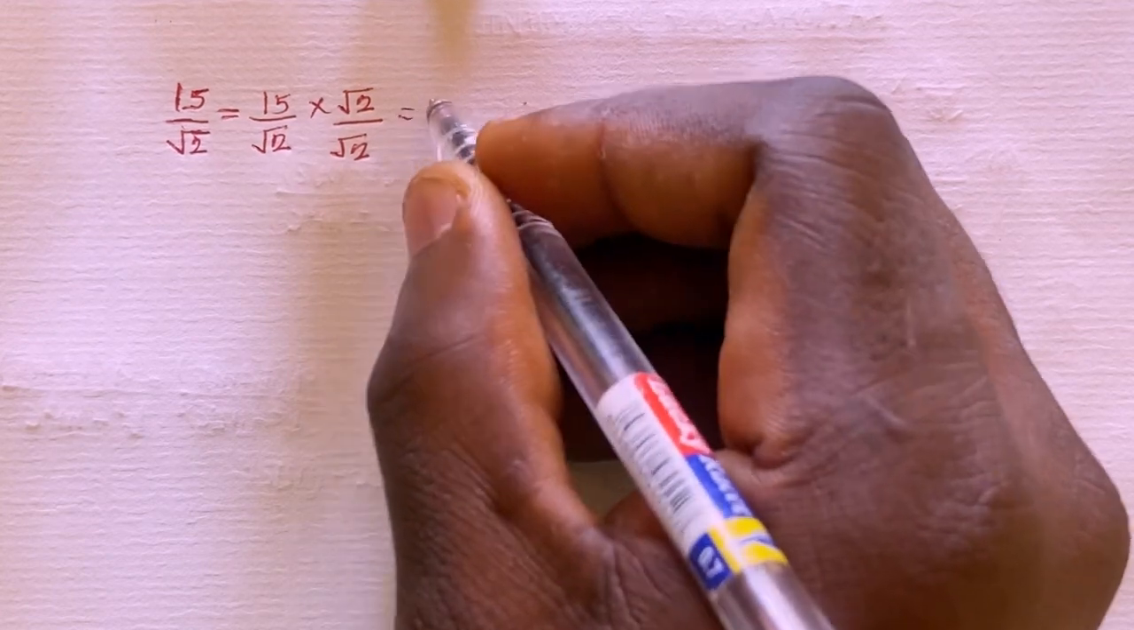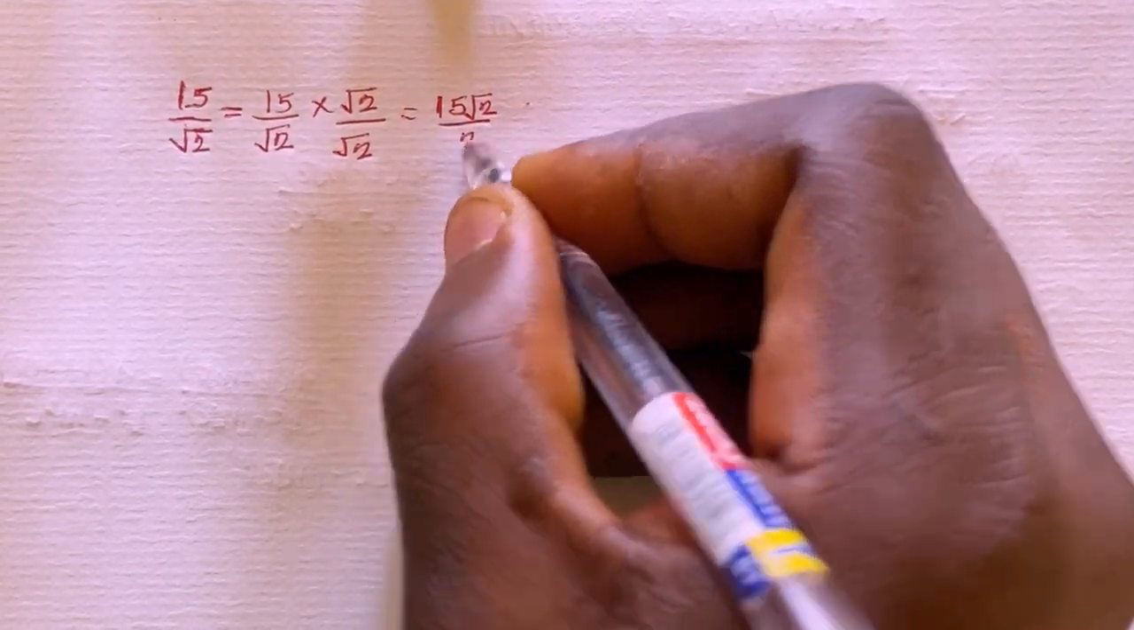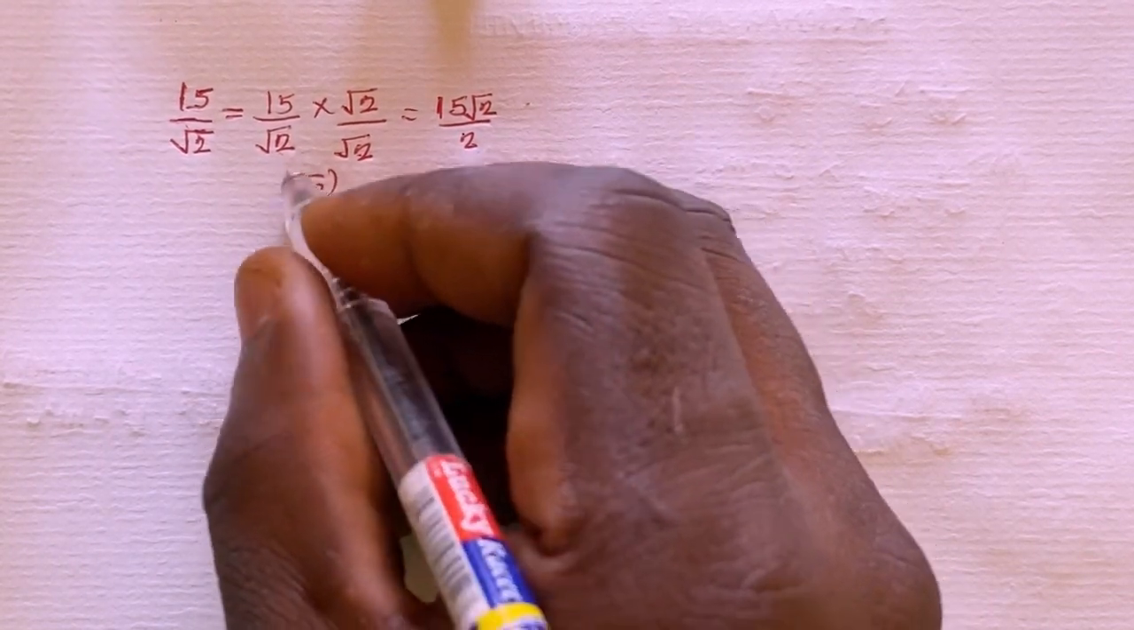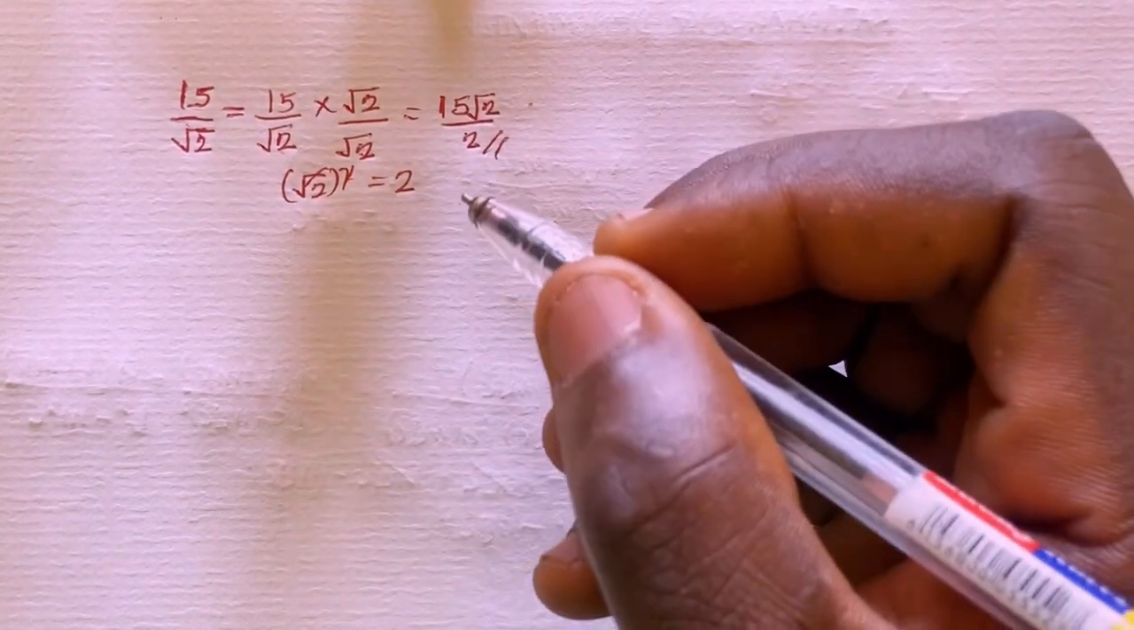Right? So here you're going to have 15 root 2 divided by 2, because root of 2 multiplied by root of 2 is the same as writing root of 2 squared. Then the 2s cancel, and you're going to have 2. So this is the rationalized expression for it.